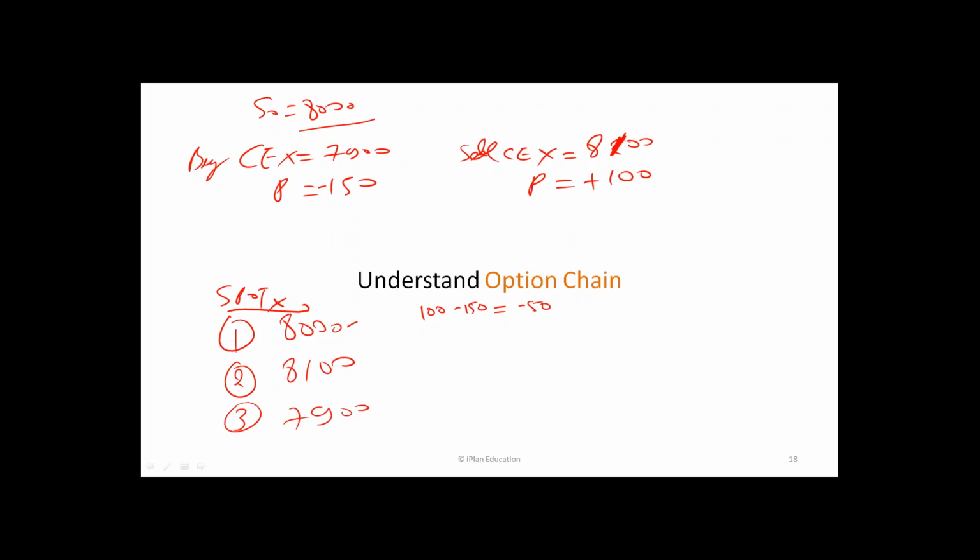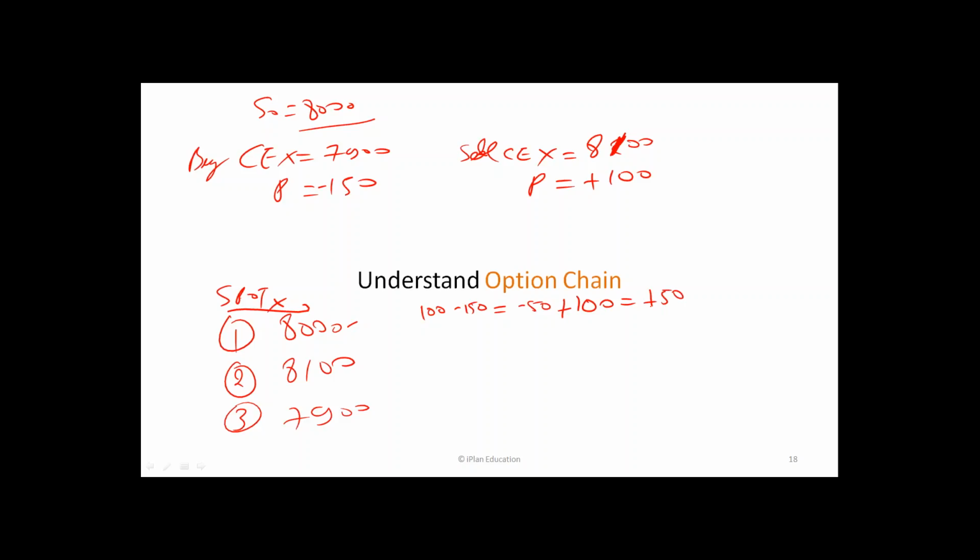Perfectly fine. But tell me one thing. I'm selling at 8,100. The market went below 8,000. So the call buyer will not come and execute. Okay. So the call buyer will not come and execute. In that situation, from selling a call, I will have a profit of 100. So in the first case, I'm making a profit of 50.